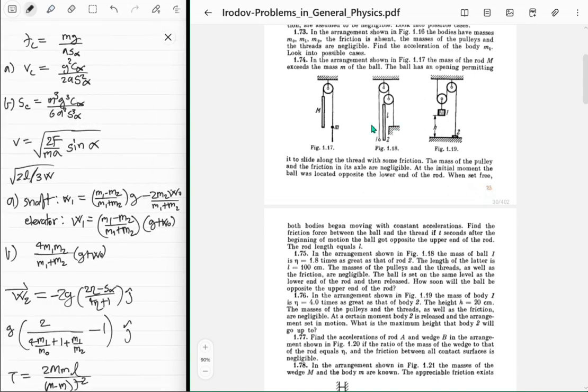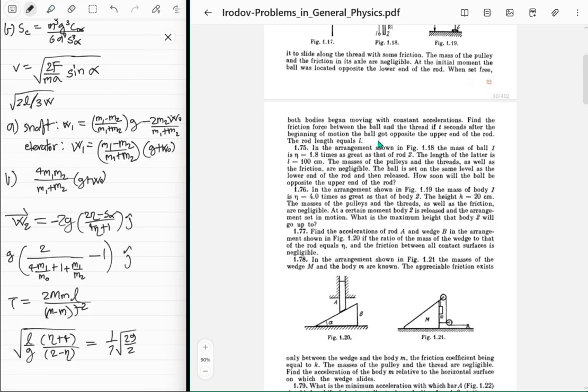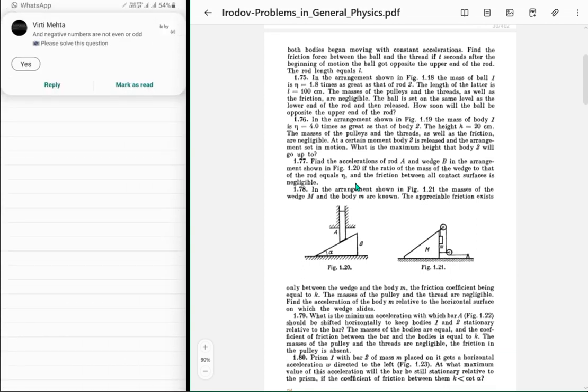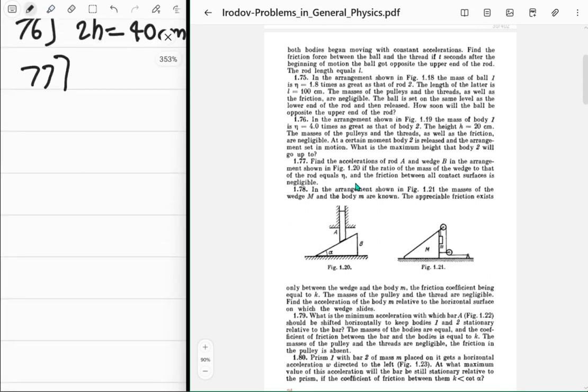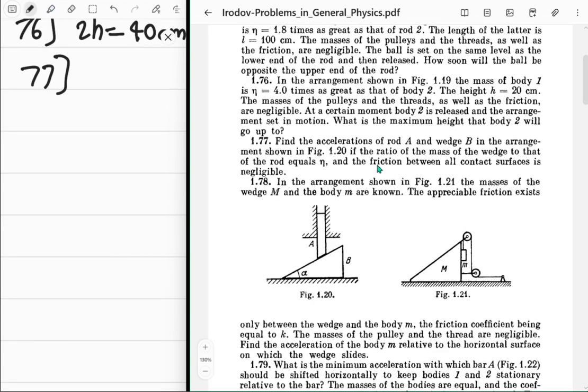Okay, so 76th was, I don't know what. Okay, 77th. Just zoom in. Find the acceleration of rod A and wedge B in the arrangement shown in the figure, if the ratio of the mass of wedge to that of rod equals eta. Friction between all contact surfaces is negligible. Cool, so it's smooth and everything.